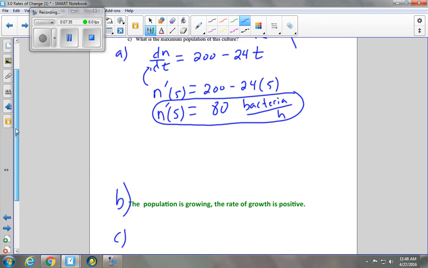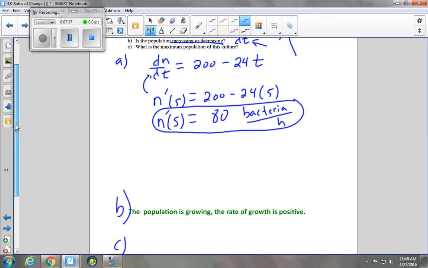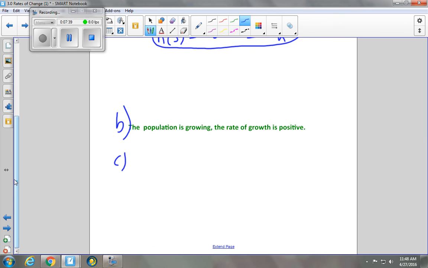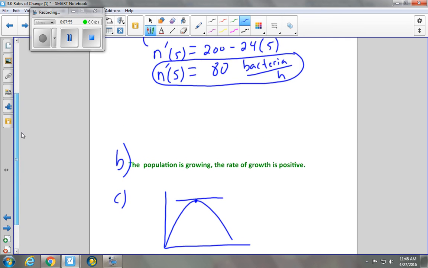Okay, C says what's the maximum population of this culture? If you think about it, it's going to look something like this, right? What would the derivative be at that very top point that we're looking for? What would the derivative be equal to there? 0. Right, we're looking for the slope at that point. So we need to make our derivative equal to 0.